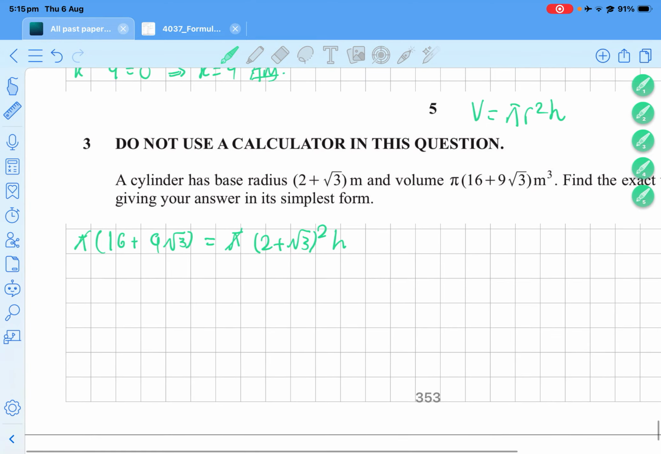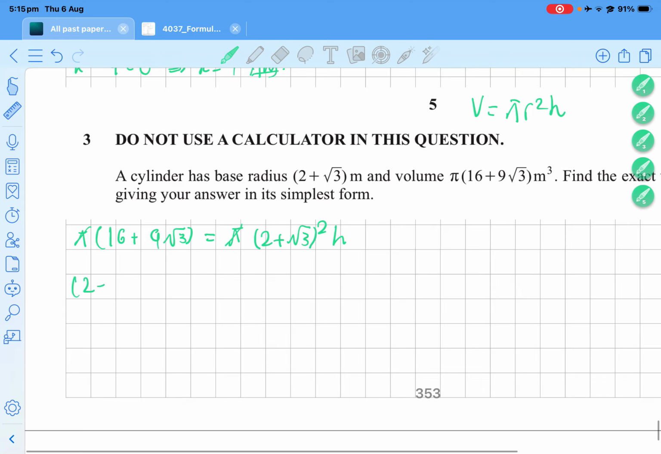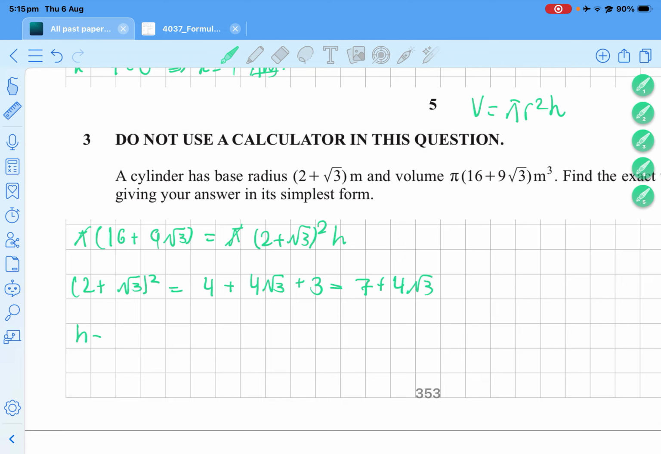Now if we look at this separately, I can find out what this is, which is 4 plus 4 square root 3 plus 3. So 7 plus 4 root 3. So h must therefore be equal to 16 plus 9 root 3 over 7 plus 4 root 3.